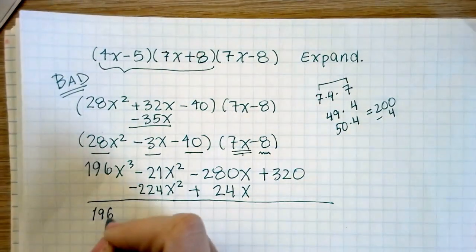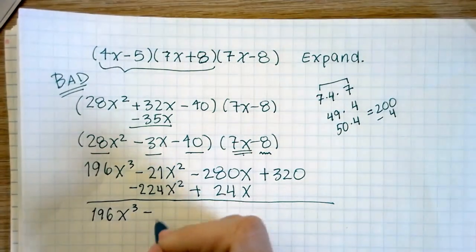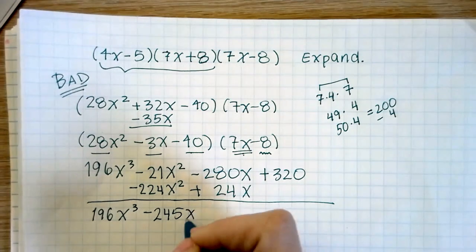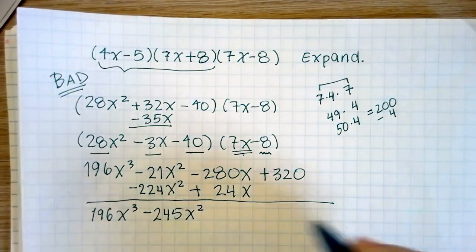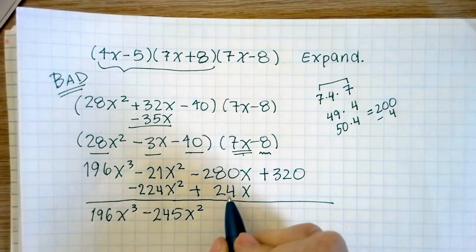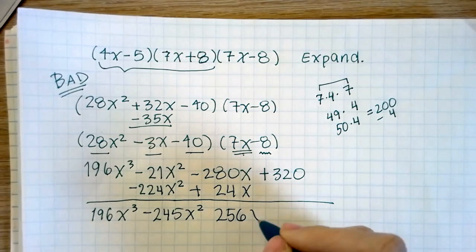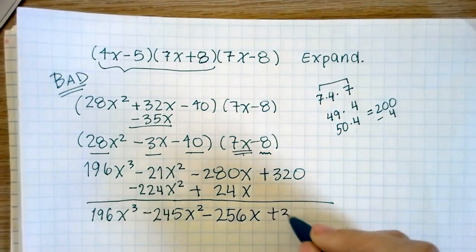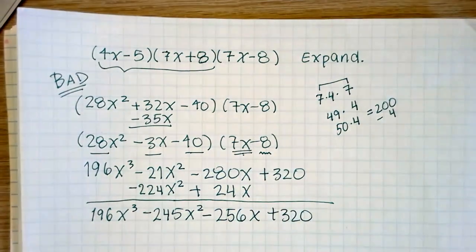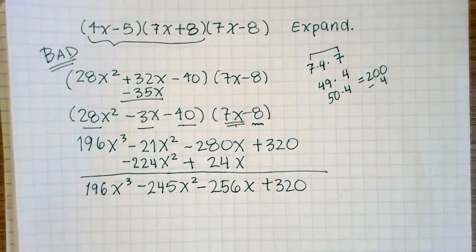Now I have 196x to the third. This is minus 245x squared, because they're both negative, so I add them with negatives. Negative 280 plus 24 is the same as 280 minus 24. 280 minus 20 is 260. Minus 4 more, 256, but it's negative. So there, plus 320. Now, that was the bad way. What a nightmare. So messy. Fine, but messy. Now, the easy way.